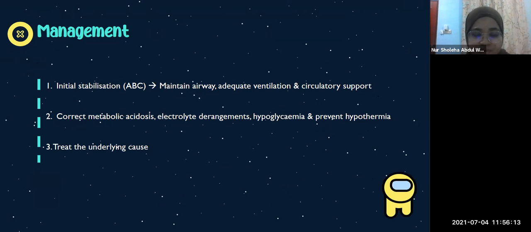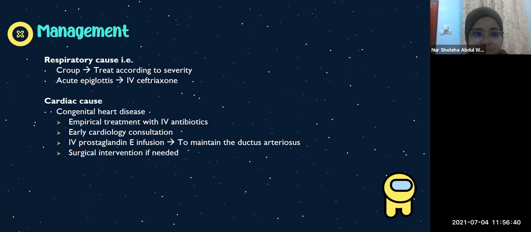So after we are done with the investigations, now we need to proceed with management. Initially, we need to stabilize the patient by maintaining the airway, giving adequate ventilation, and giving adequate circulatory support. Next, we need to correct any metabolic acidosis, electrolyte derangement, and hypoglycemia, and we also need to prevent hypothermia. Finally, we need to treat the underlying cause of cyanosis.